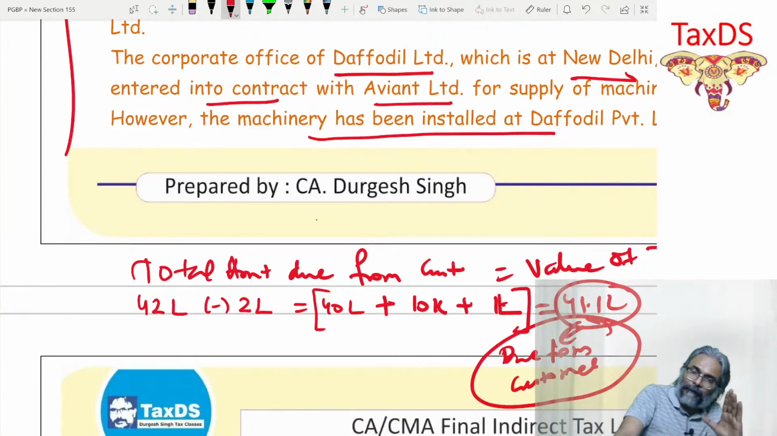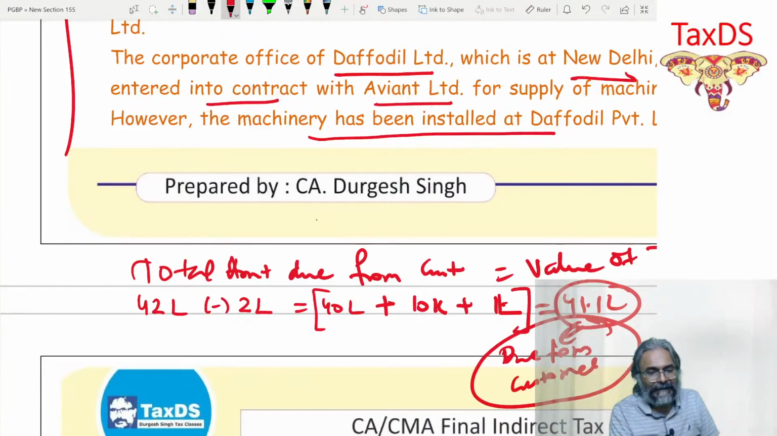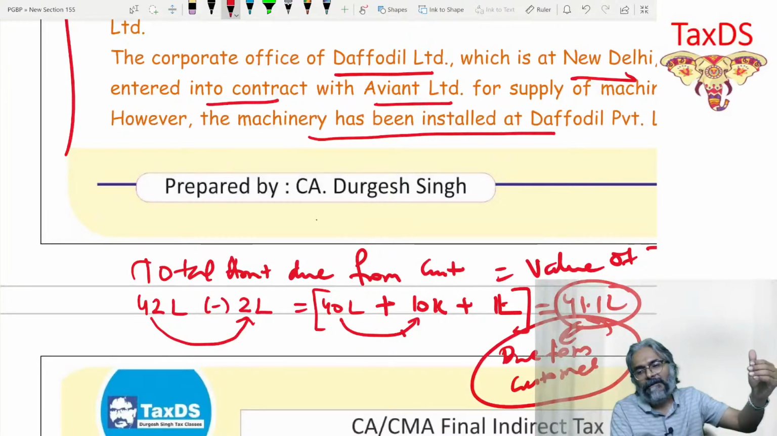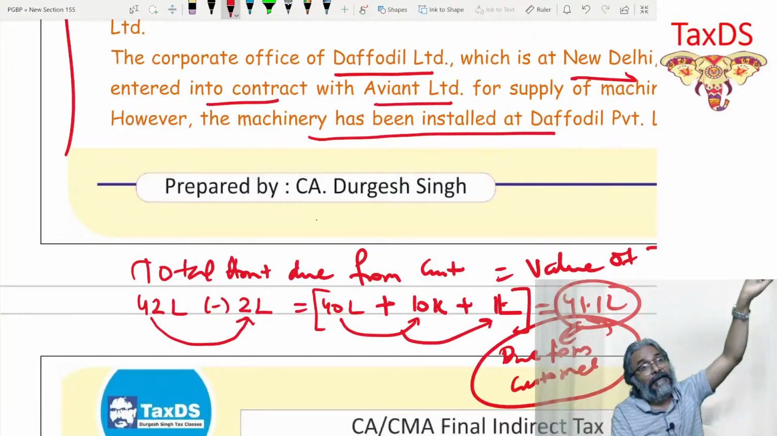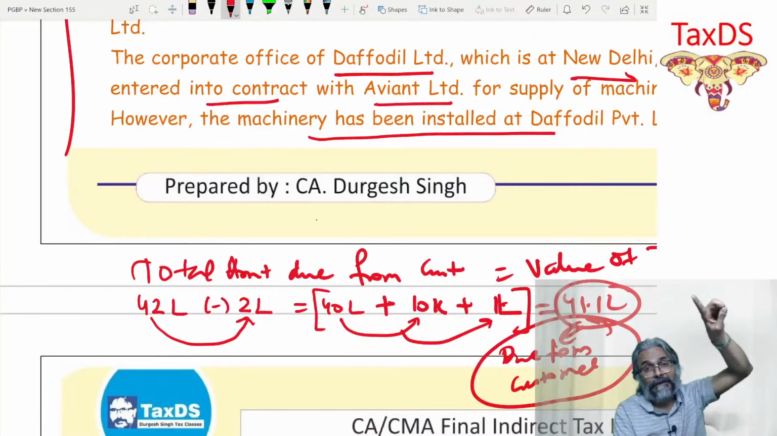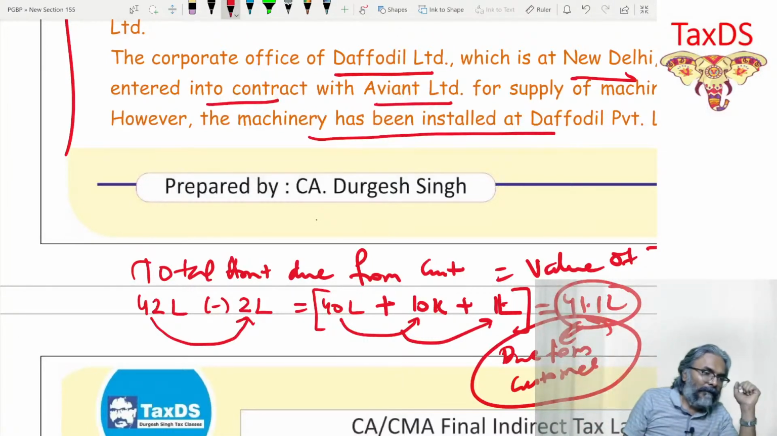Don't take this shortcut approach because you don't know the derivation from where these things are coming. Again, you have to think logically. I started with 42, but I charged my customer 40 plus the compulsory charges. Now the discount was given, but that got reversed. So the total due therefore is 41.10. Total amount due is 41.10. That is what I should receive from my customer.